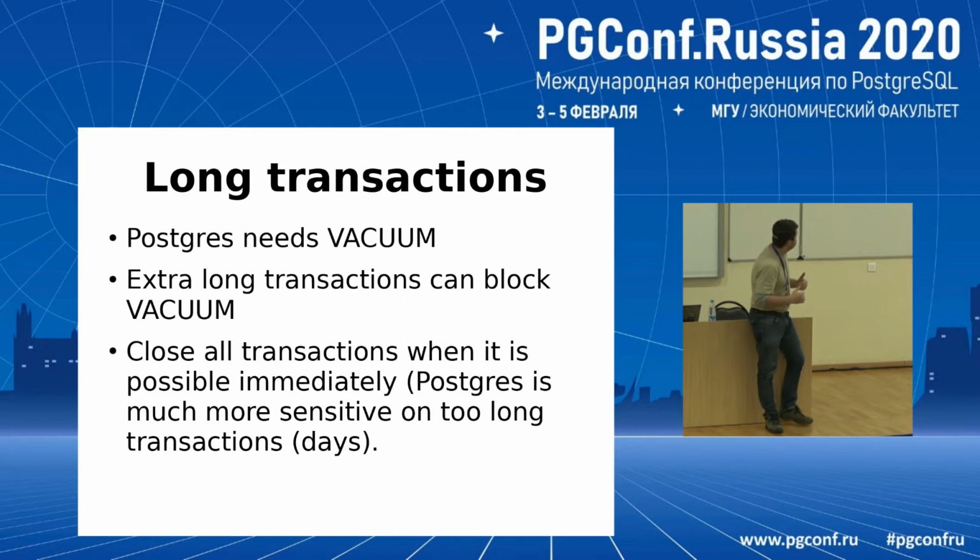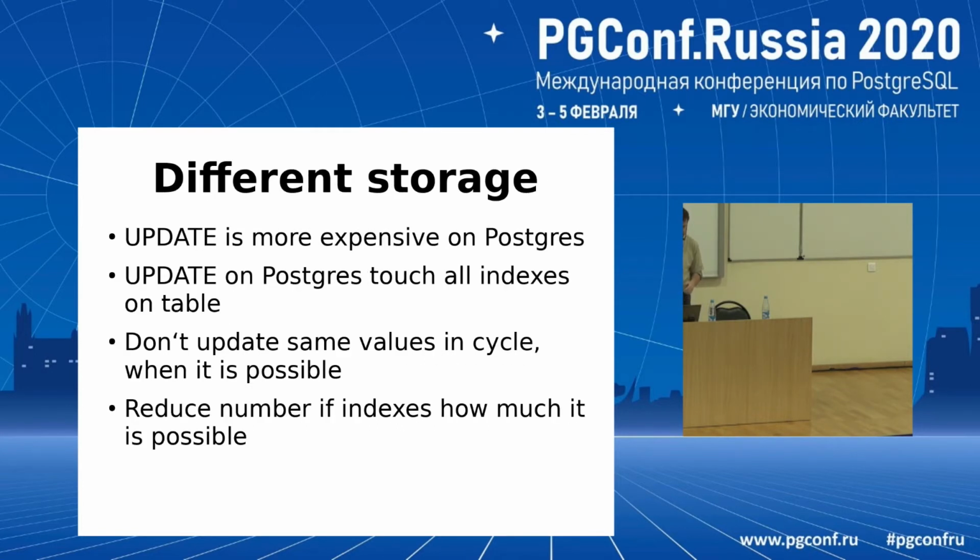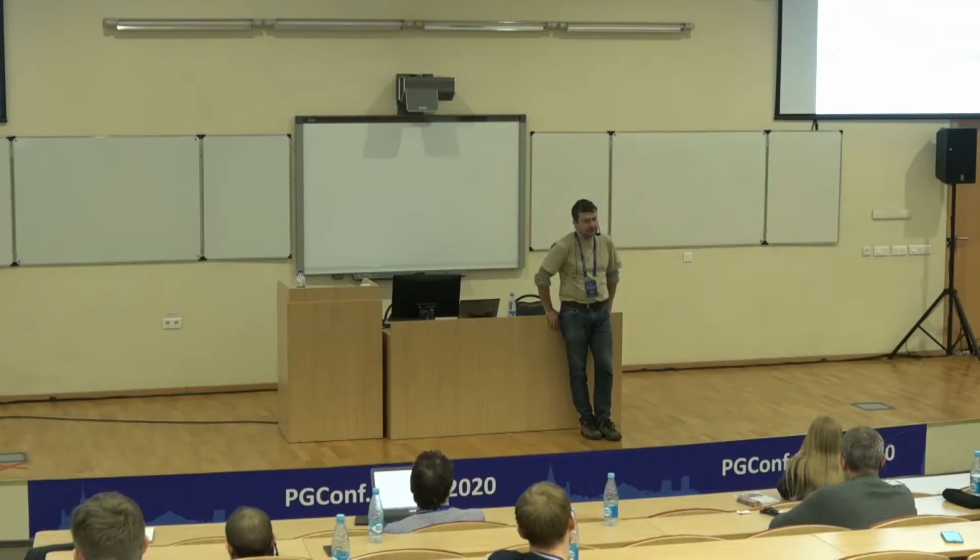Another issue related to storage is work with indexes. Postgres is much more sensitive to the number of indexes than Oracle. So if you have a table with a lot of indexes, then updates on Postgres are significantly slower. And again, you have to reduce the number of indexes where possible.